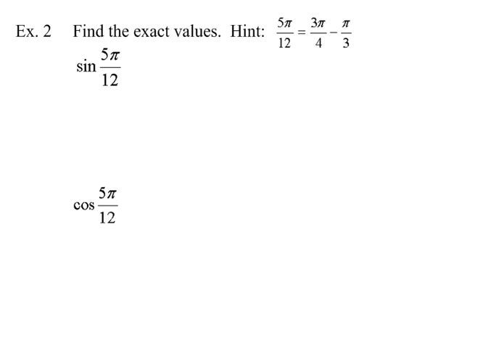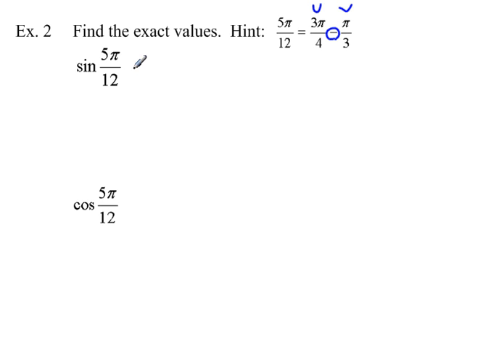Let's take a look at another one of those. So we want to find these exact values, and here our initial expression isn't in degrees, it's in radians, but we work with it the same way. So we want to find the sine of 5 pi over 12. Here's our big hint. 5 pi over 12 equals 3 pi over 4 minus pi over 3. So here's your u, here's your v. We're going to subtract, so we're going to use the bottom sign in all of our expressions.